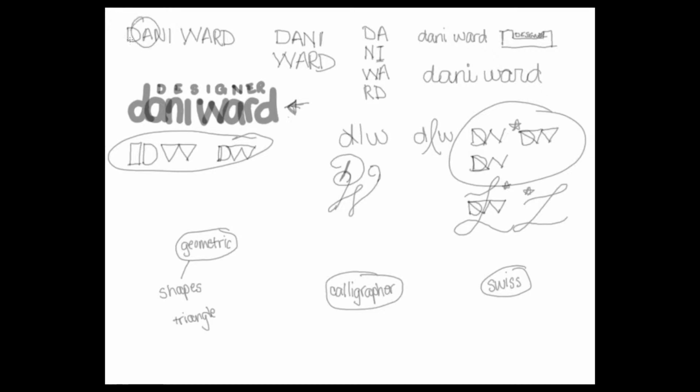I started up here with just writing my name, all caps. I wanted to get the actual letters on paper. I wanted to see what they look like, see the shapes, see how they interact with one another. So from there, with all caps side by side, I decided I wanted to see what they would look like stacked on top of one another.